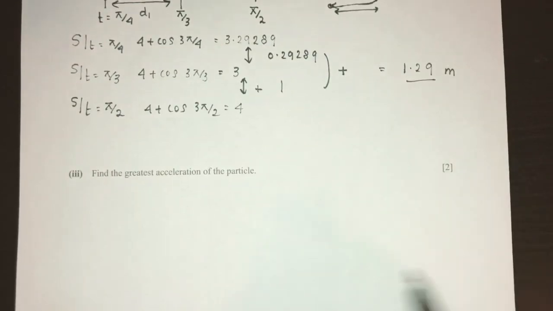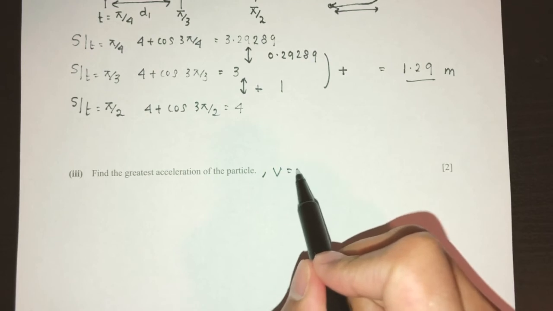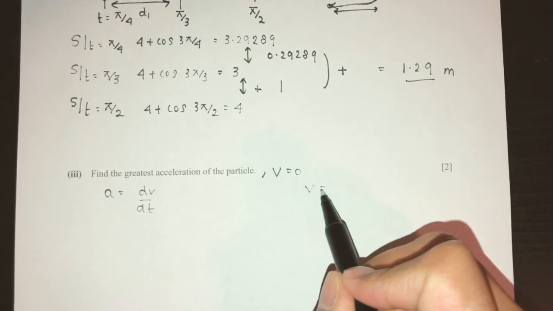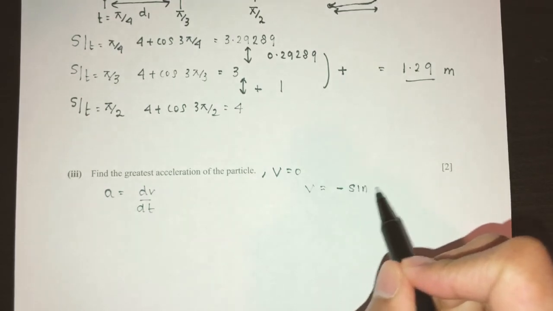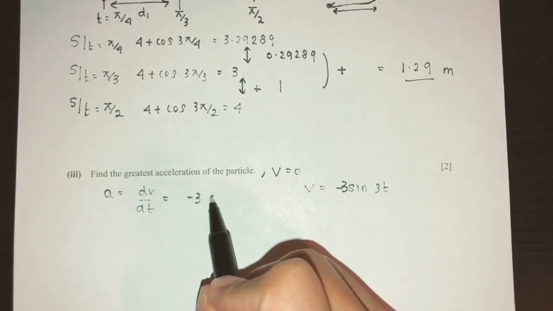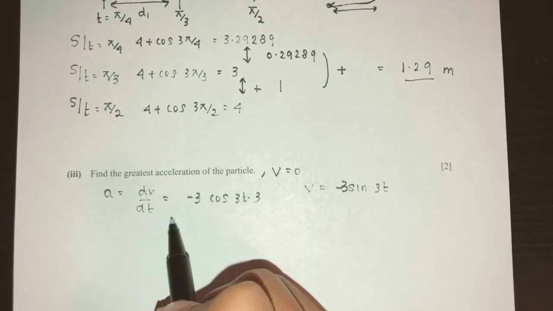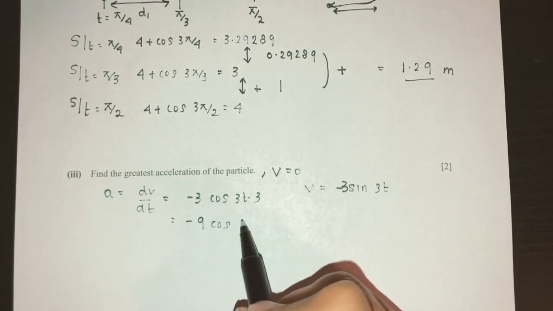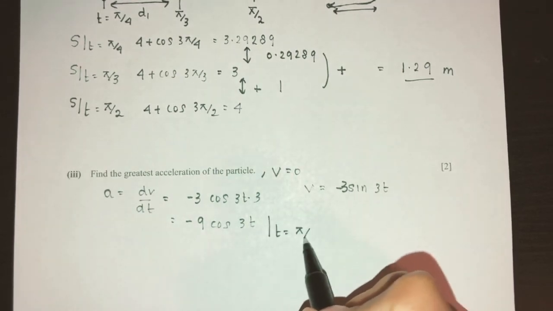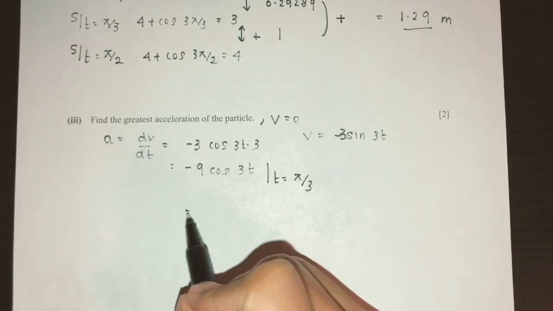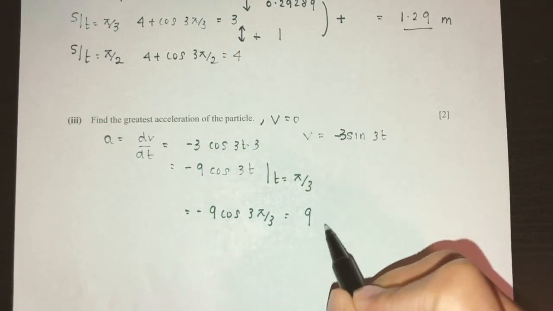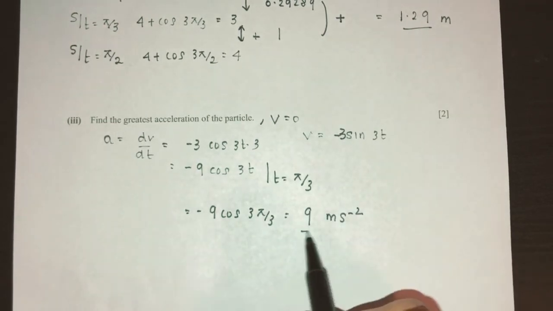Now for part 3, we have to find the greatest acceleration. That is at v equal to 0, but we know how to find a. a is dv by dt. So we know v is found to be minus sine 3t. Sorry, minus 3 sine 3t. So dv by dt will be minus 3 cos 3t times 3. That will be minus 9 cos 3t. Now when v equal to 0, the time is equal to pi by 3. So that will be minus 9 cos 3 pi by 3. That should be 9. So your acceleration will be 9 meters per second square.